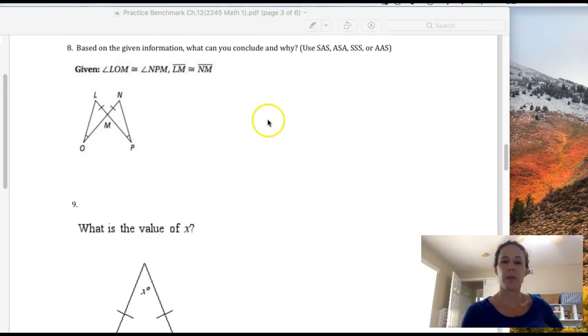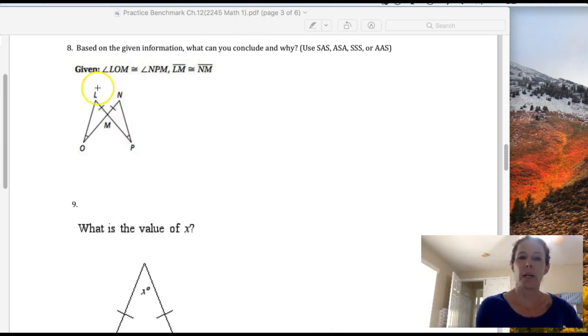Next one, 8. Based on the information, what can you conclude and why? So in this one, we're going to use one of these postulates. We're given angle LOM is congruent to angle NPM. So LOM, it's marked already, is congruent to NPM. It's also marked already. And we're given that LM is congruent to NM. So these are congruent.